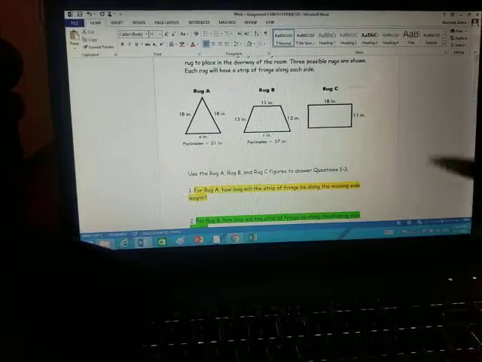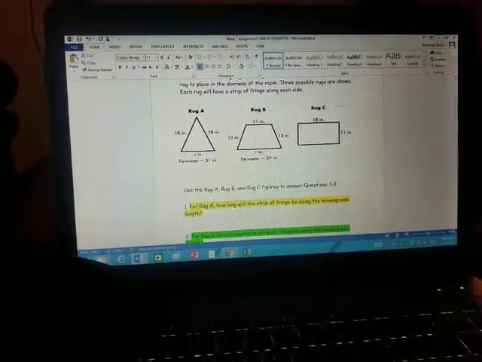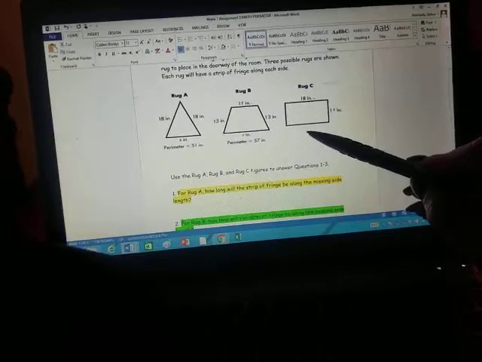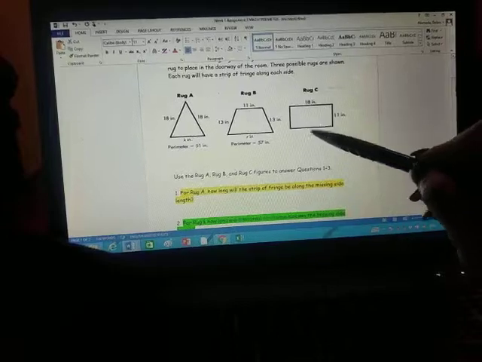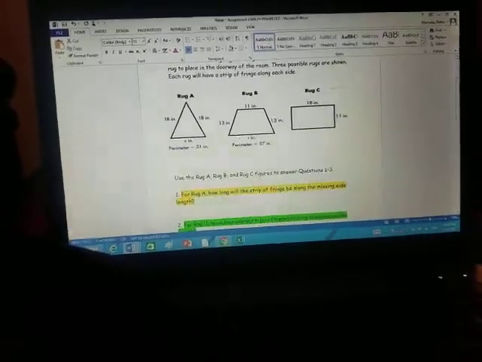Now look at rug C, it's missing 2 parts, but we've done this in class because we said whenever there's a rectangle or a square, they have equal sides, so we know that if this is 18, that means this side is also what? 18. If this side is 11, then we know this side is automatically 11 because they're both the same size. They're both the same length.